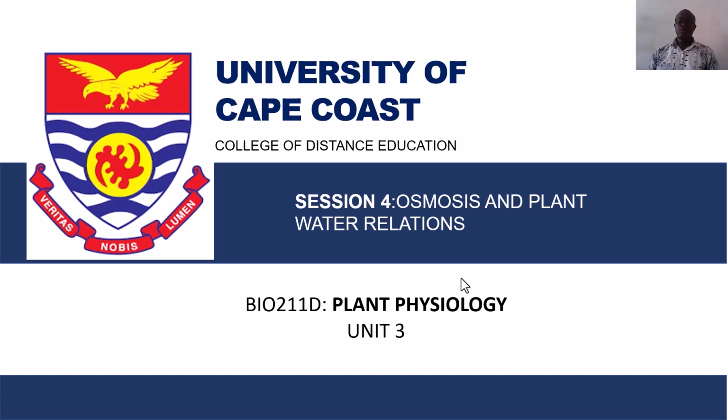Welcome once again to Bio 211D Plant Physiology, Unit 3, Session 4, Osmosis and Plant-Water Relations. By the close of this session, students should be able to define osmosis, show the relationship between plant cell structure and water movement by osmosis, draw a typical plant cell with annotation to show the cell membranes that determine water movement into and out of the cell, and relate water potential, solute potential, and pressure potential to movement of water into the cell by osmosis.